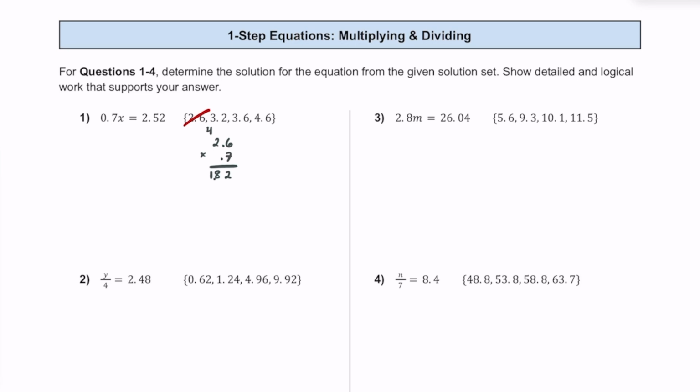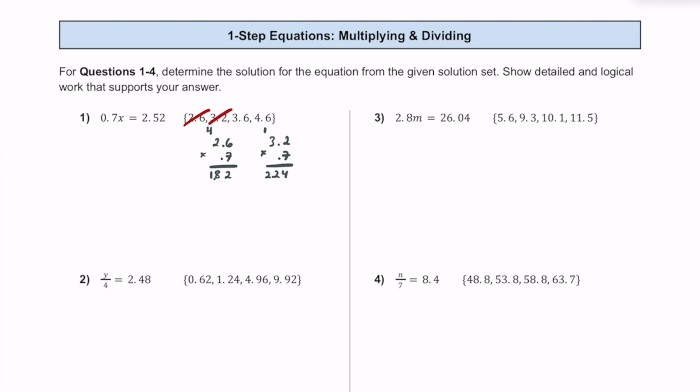What about this 3.2? Let's try 3.2 here. If we take 3.2 and multiply that by 0.7, let's give that a try. Well, 7 times 2 is 14, carry the 1. 3 times 7 is 21, plus 1 is 22. And we need 2 decimal places here, so 2.24.